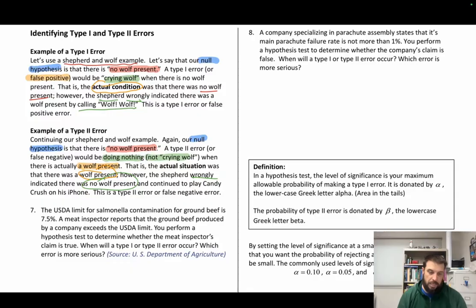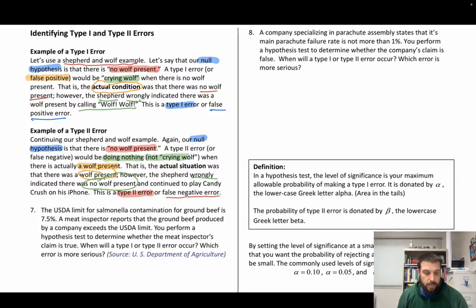And continued playing Candy Crush, or for some of you, mindlessly scrolling through TikTok, while the wolf ate all of the sheep. Okay, so this is a type 2 error, known as a false negative. So again, I want to tie those two things together. A type 1 error is what we call a false positive, and then our type 2 error is what we call a false negative.